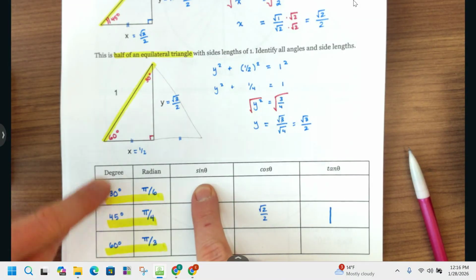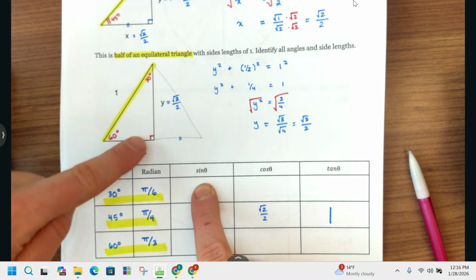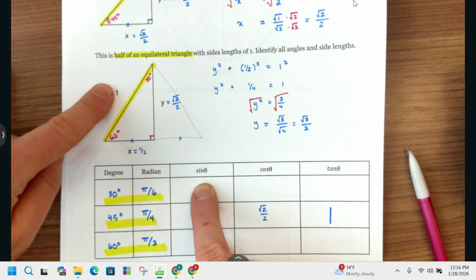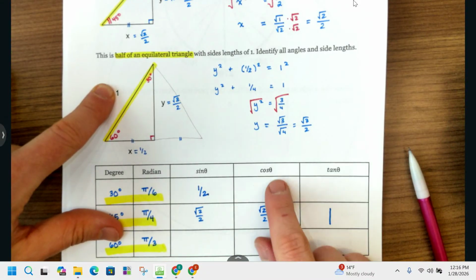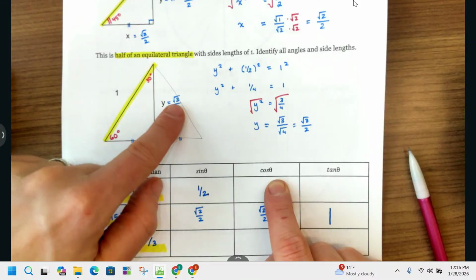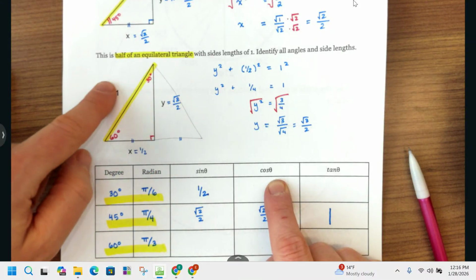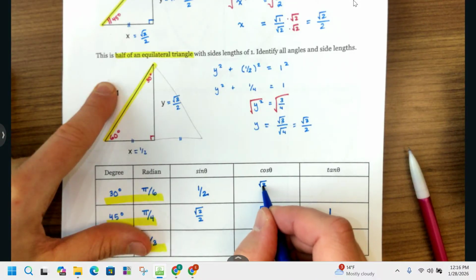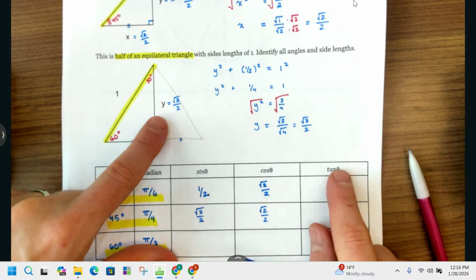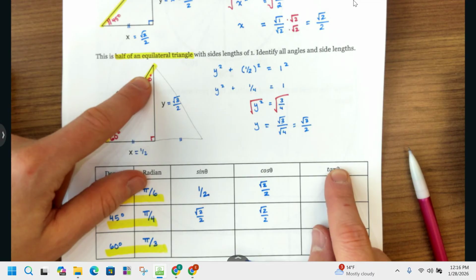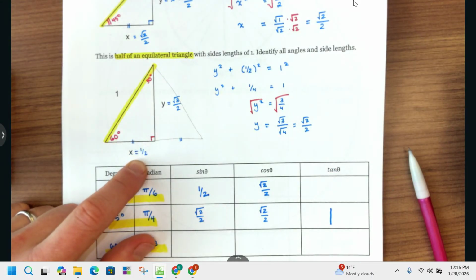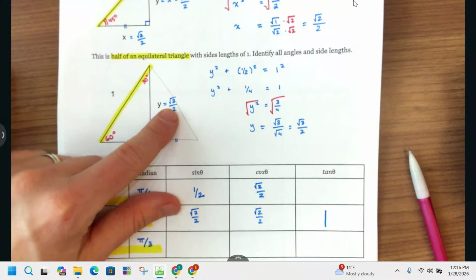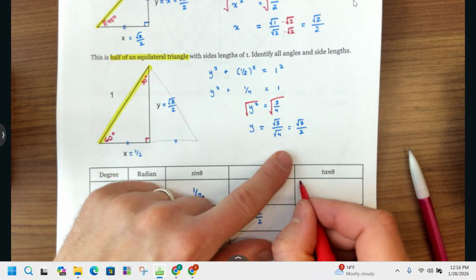Sine of 30. Here's 30. Sine is opposite over hypotenuse, so that would be 1/2. Cosine of 30 would be adjacent over hypotenuse, so that's roots of 3 over 2. Tangent of 30 would be opposite, which is 1/2, over adjacent, which is roots of 3 over 2.